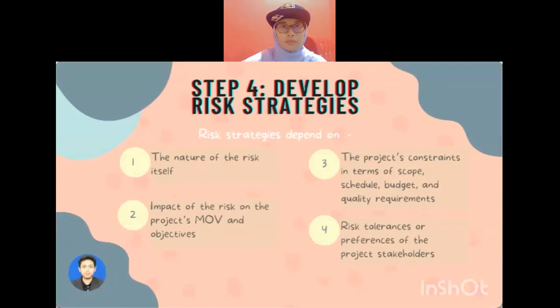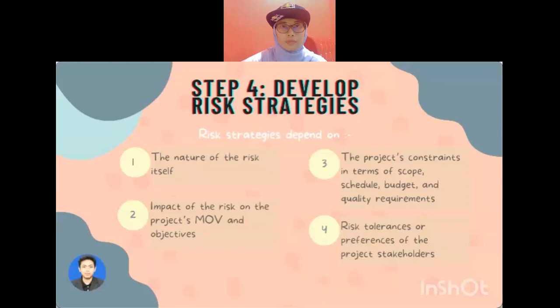Therefore, the risk strategy or response to a particular risk depends on, first, the nature of the risk itself. For example, the organization must know: is this really a threat or an opportunity for the project, and how will the project be affected? At what points during the project life cycle will the project be affected? The second one is the impact of the risk on the project's goals and objectives. A risk has a probability and impact on the project if it occurs. For example, what is the likelihood of this occurring, and what if this risk occurs? How will the project be affected, and what can be gained?